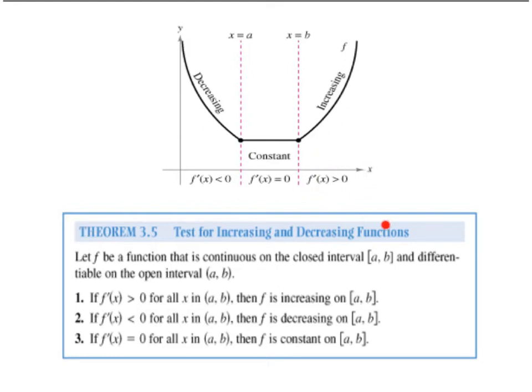And so that's what the test for increasing and decreasing functions says. Let f be a function that is continuous on the closed interval and differentiable on the open interval, same as the others. If f prime is greater than 0 for all x in that interval, then f is increasing on that interval. If f prime is less than 0 for all x in that open interval, then f is decreasing. And if f prime of x is equal to 0 for all x in the open interval, then f is constant.